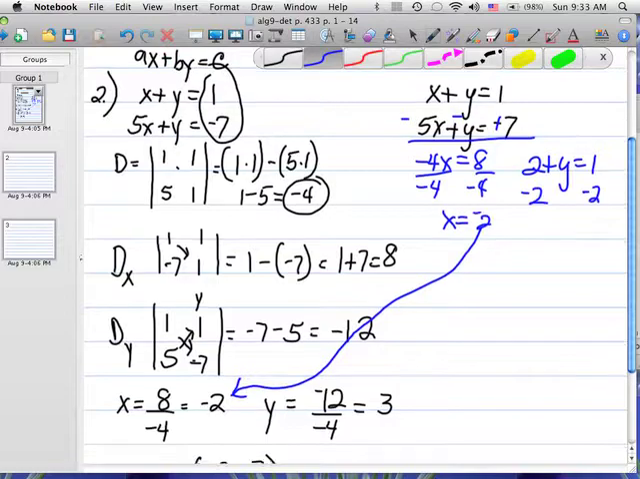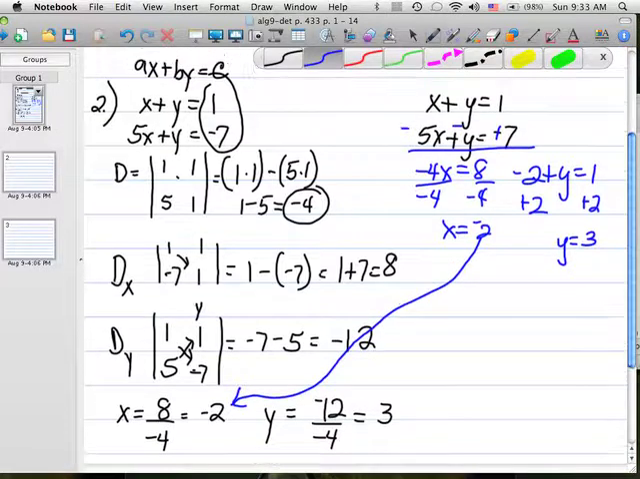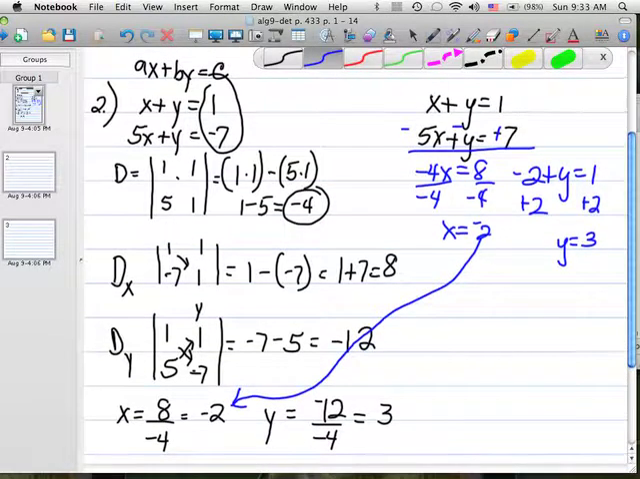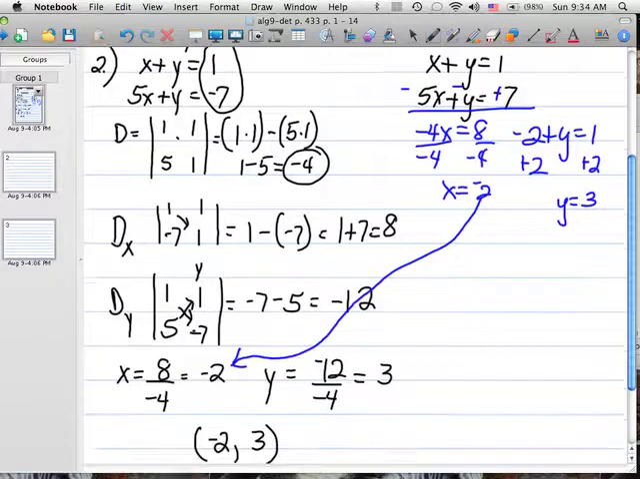I'm sorry, x is negative 2. And then add 2 to both sides, and then y equals 3. So I got the same thing. The value of the determinants is when the results are fractions that are not easy to work with. Okay, we're going to continue doing this.